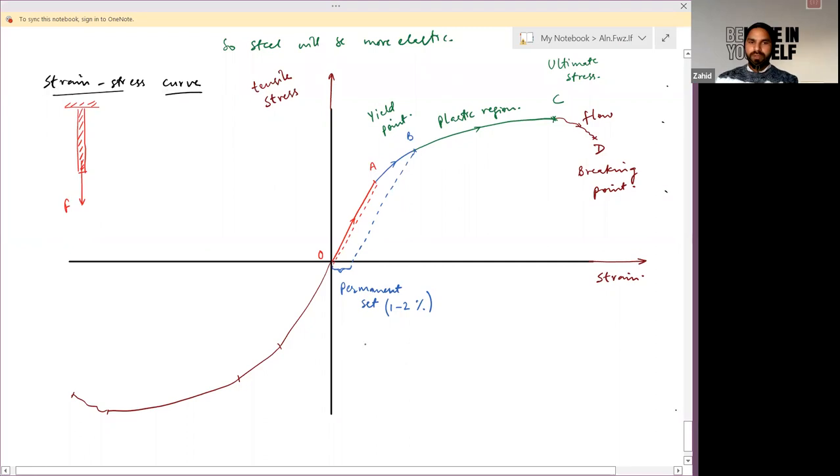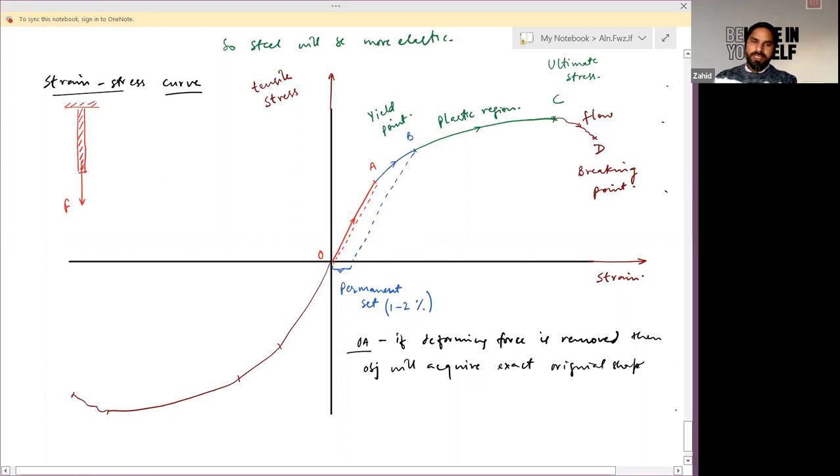First, from O to A. If the deforming force is removed, then the object will acquire its exact original shape. So up to this region, Hooke's law will be valid. So Hooke's law is valid up to this region.